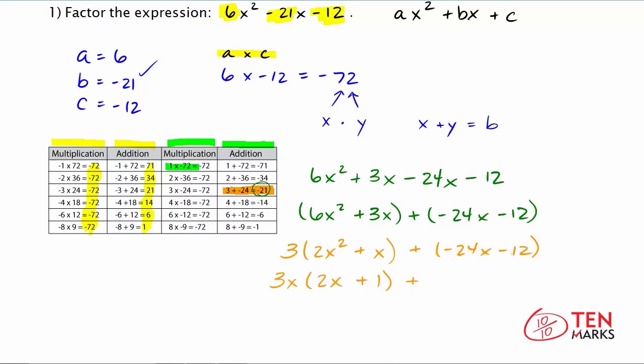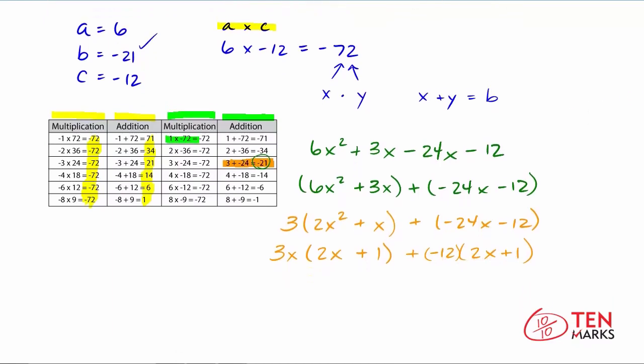So what's the greatest common factor of negative 24 and negative 12? Well, 12 times 2 is 24, so we're going to pull out a negative 12. So negative 12 comes out, and we'll just put this in parentheses for now, and then you have positive 2x left inside, and then negative 12 divided by negative 12 is positive 1. So now you have 3x times 2x plus 1, then plus negative 12 times 2x plus 1.